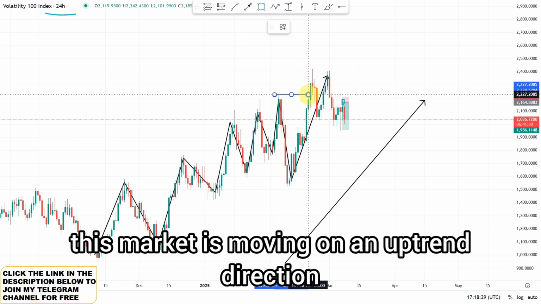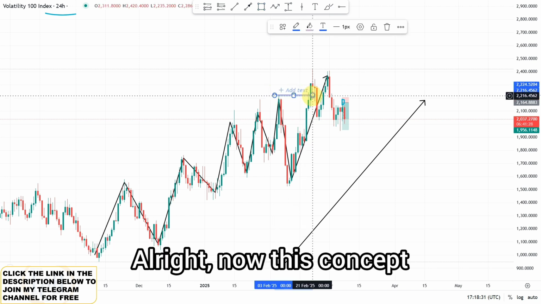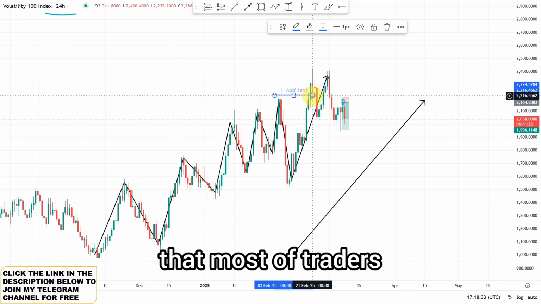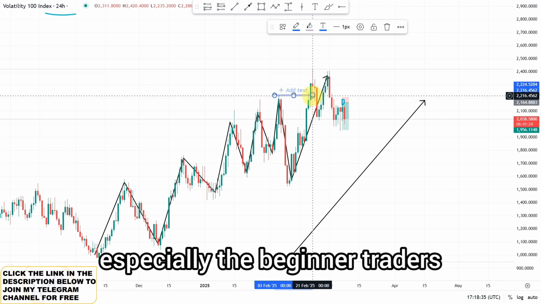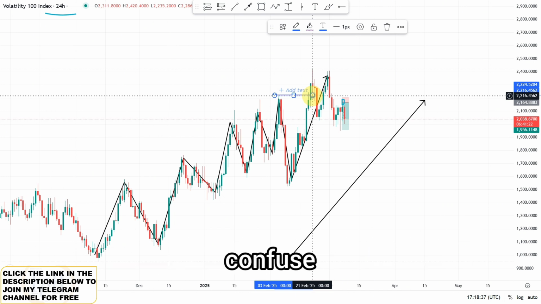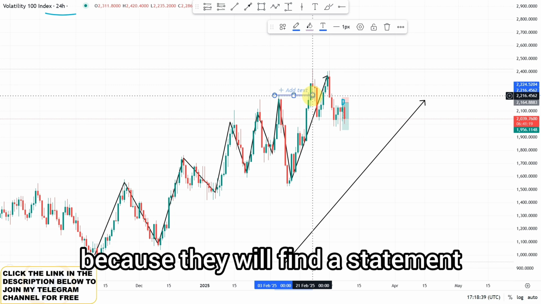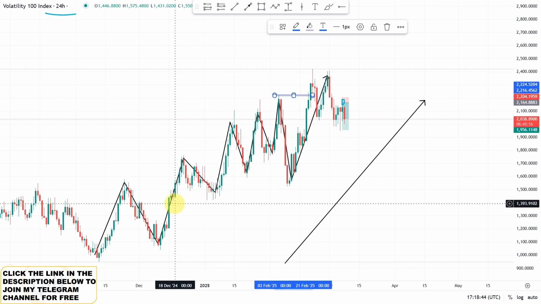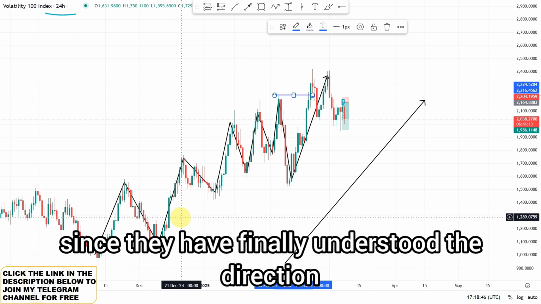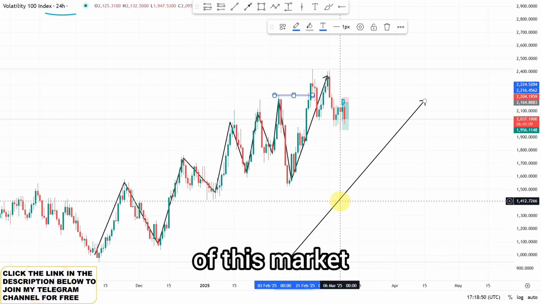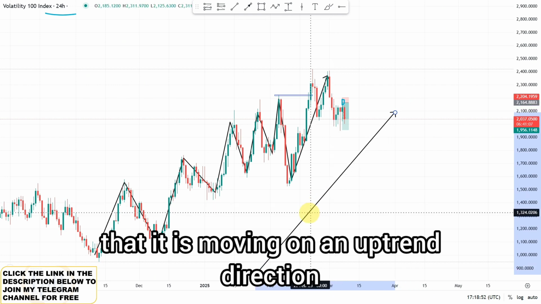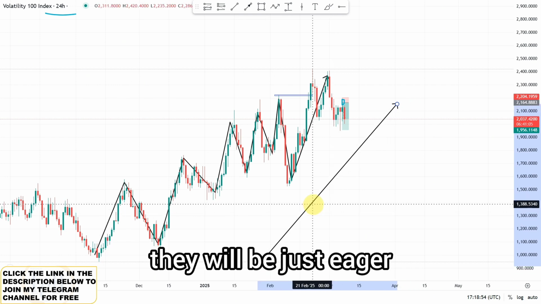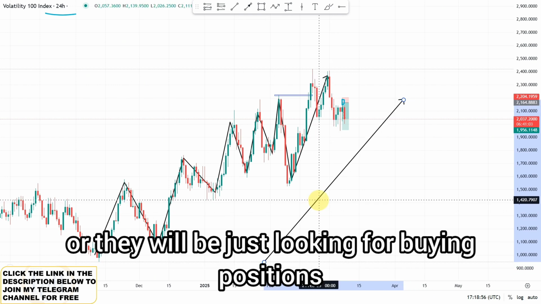Now, there's this concept that most traders, especially beginner traders, normally confuse, because they will find a statement that says, always ride the trend. So those beginner traders, since they have finally understood that this market is moving in an uptrend direction, will be eager, just looking for buying positions.